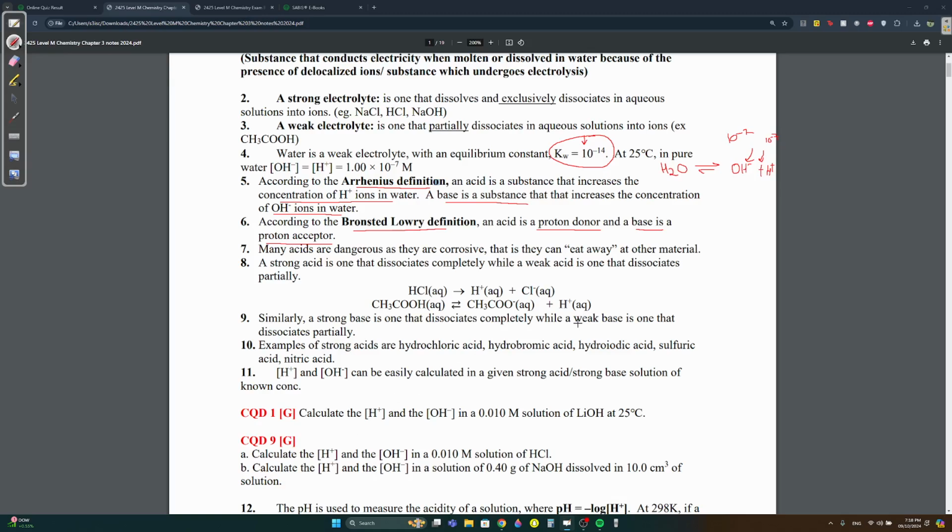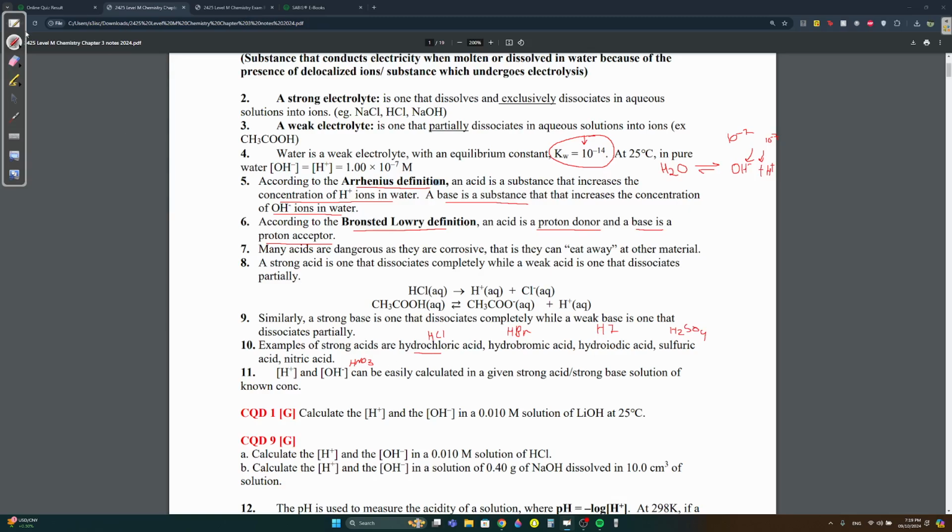Similarly, a strong base is one that dissociates completely, while a weak base is one that dissociates partially. Examples of strong acids are hydrochloric acid, hydrobromic acid, hydroiodic acid, sulfuric acid, and nitric acid. Hydrochloric acid is HCl. Usually all the H-something acids, we wrote these earlier. And sulfuric acid is H2SO4 and nitric acid is HNO3.